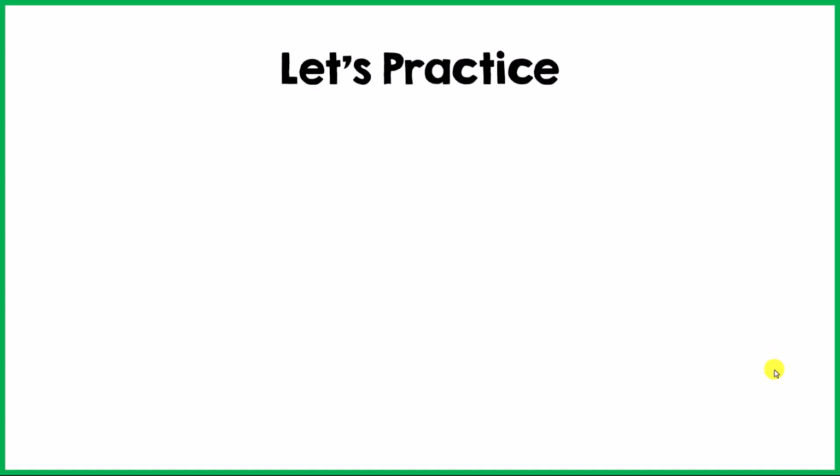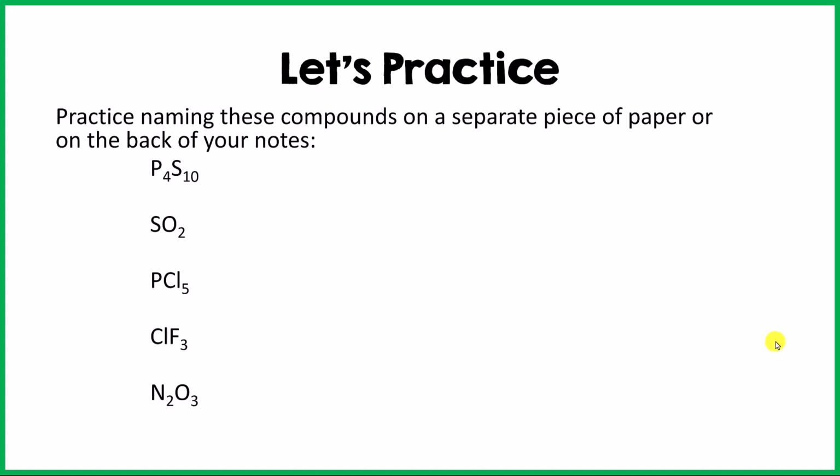Okay, let's practice. Practice naming these compounds on a separate piece of paper or on the back of your notes. These are all covalent compounds, so we are going to count exactly how many atoms we have of each element. So pause the video, practice this using the prefixes that I just discussed.